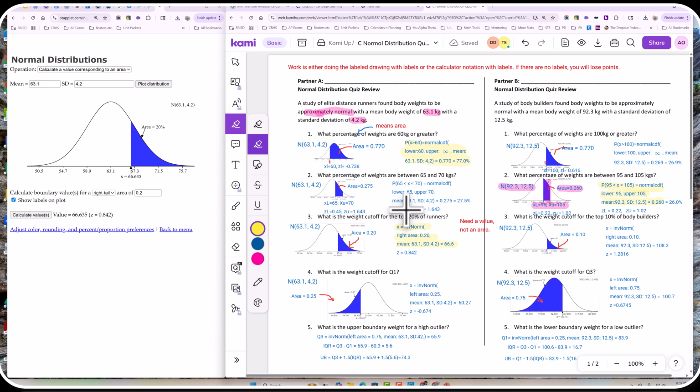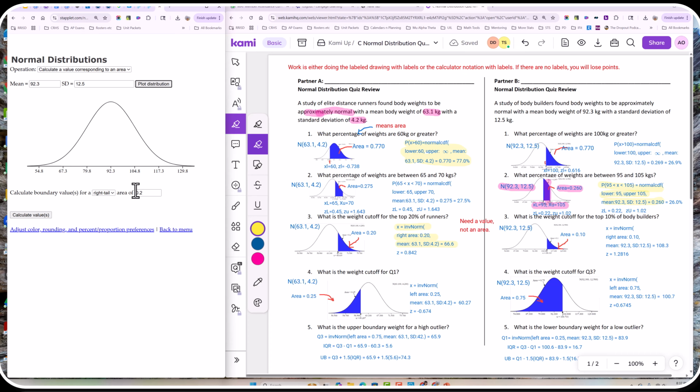Next question. Let's go to number 3 over here. So now we have a different mean: 92.3 and 12.5. And I want the top 10%. So instead of 20%, I'm going to say 10%. It's top, so it's on the right, and there you go. So there's the top 10%, and that happens at 108.3 pounds. All right, so there you go. That is the cutoff for the top 10%.